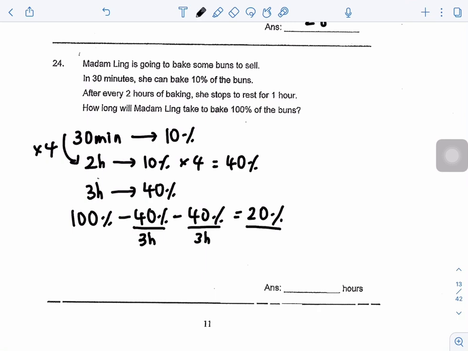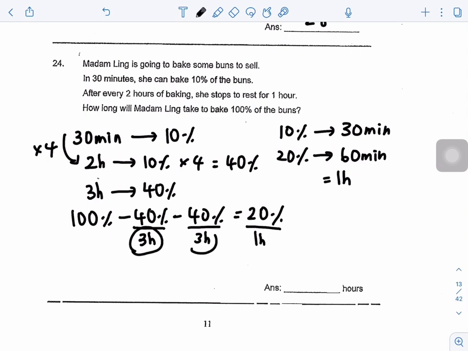How about this remaining 20%? 10% takes her 30 minutes, which means that 20% will take her 60 minutes, which is the same as 1 hour. So the last 20%, she's going to take 1 hour. How long is she going to take to bake the 100%? 3 hours plus 3 hours plus 1 hour. She's going to take 7 hours.